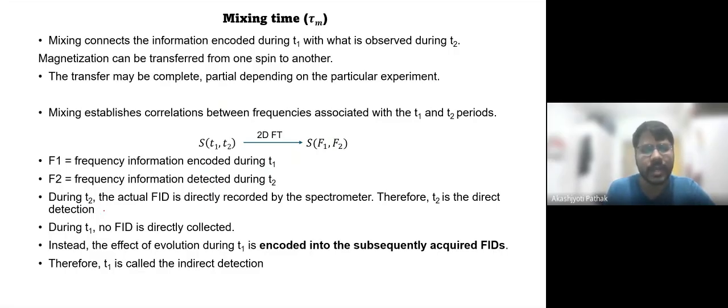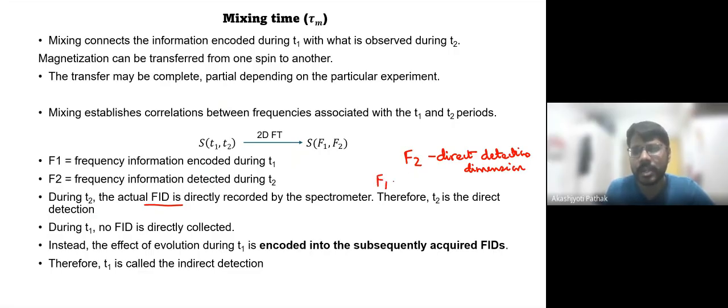Why is T2 called the direct detection? Because the actual FID is directly recorded by the spectrometer during the T2 period. So actual FID is directly recorded by the spectrometer. That is why T2 is called the direct dimension, or F2 is called the direct dimension or direct detection dimension, because it is during this period the FID is collected, and F1 is called the indirect dimension.